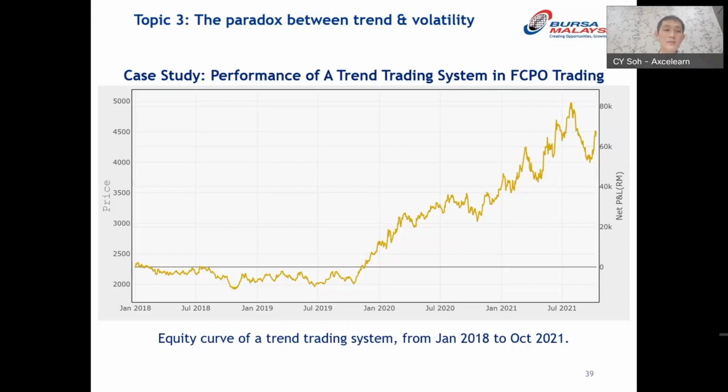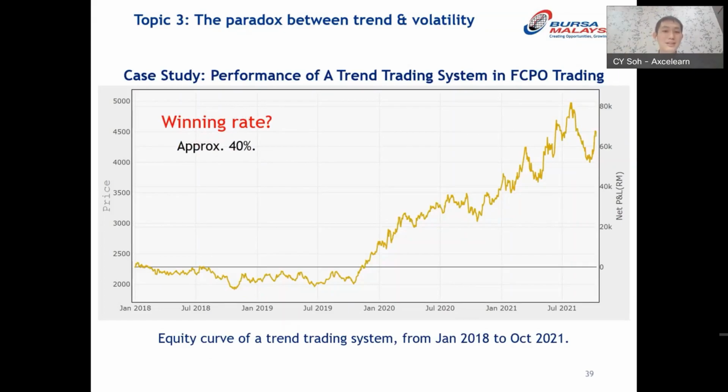Now, can you guess what the winning rate is for this particular system? How many percent of the time is this system winning in the market? Can you guess, or maybe you know the answer already? What is the winning rate for this particular medium-term trend following strategy? Some of you put 60%. Some of you have no idea.